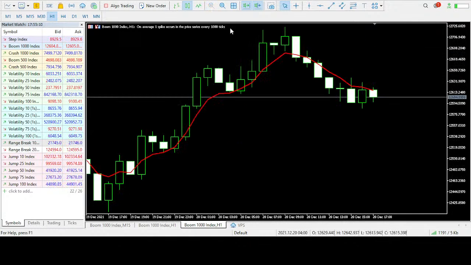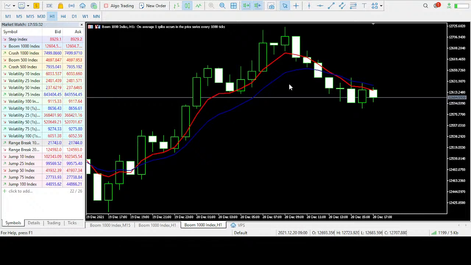If I zoom in, you can see I've introduced a red line to my chart. Then I'm going to add another moving average, which is a 10 exponential moving average. So there it is, guys. I've added 2 moving averages. I've added the red and I've added the blue.